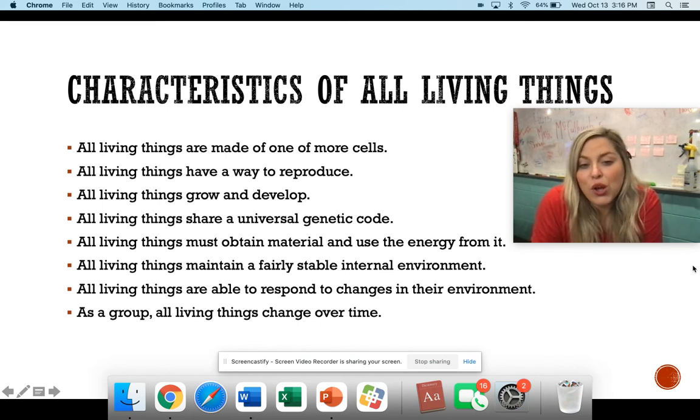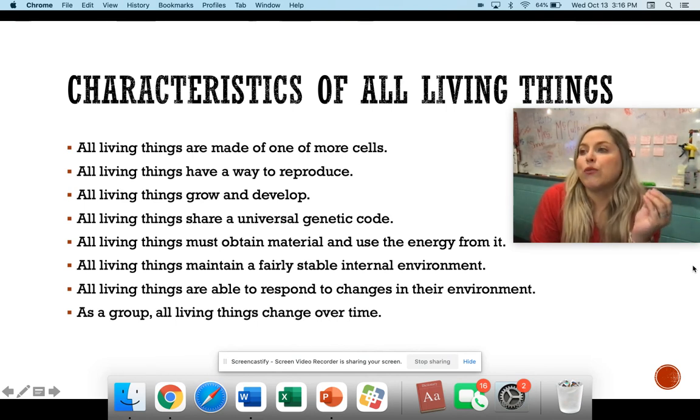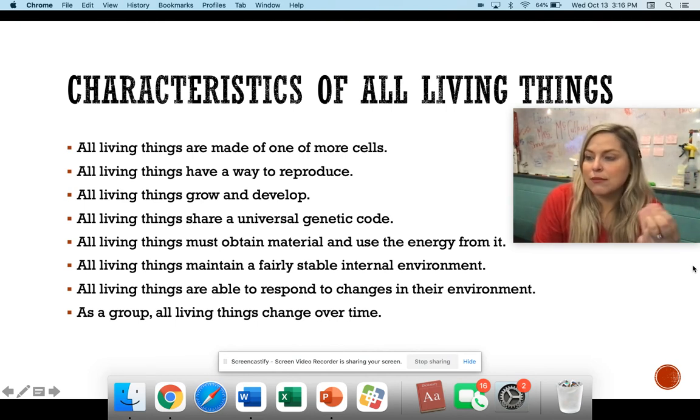And then as a group, all living things change over time. So we are able to adapt. And certain organisms have developed adaptations based on what their environment and what they are surrounded by really requires for them to survive. So we are capable of changing over time and adapting.